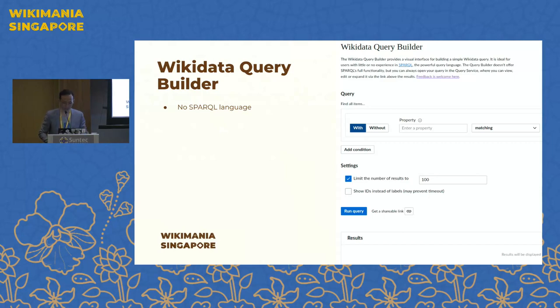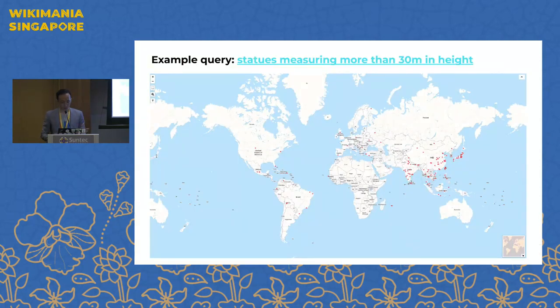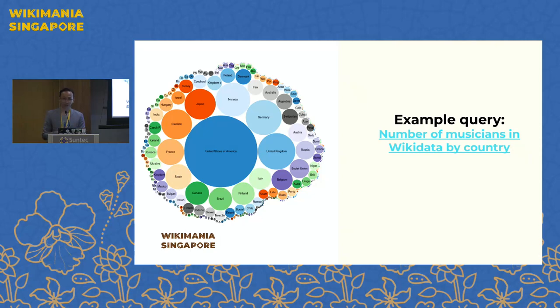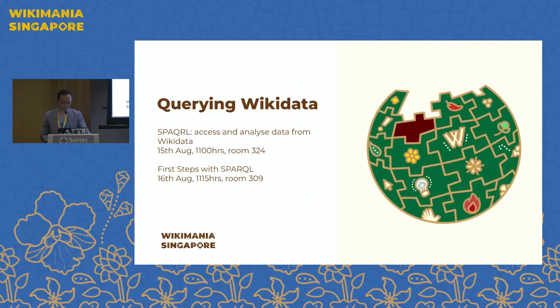And some of the inputs that you can have. These are just some example queries that you can do with Wikidata: statues measuring more than 30 meters in height all over the world. You can also display them in different ways, different visualizations. You can do a timeline, a map, or a bubble graph, just to give you an idea of how the data can be represented on Wikidata's query service.